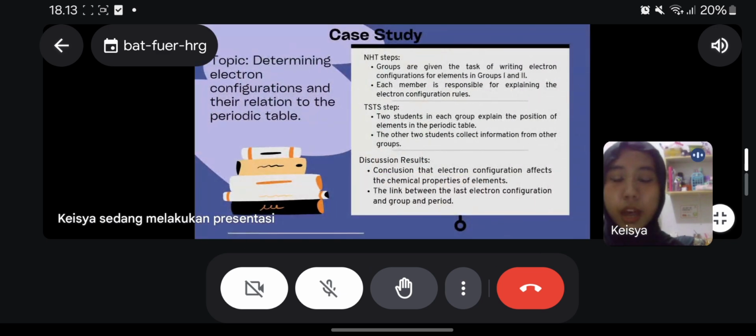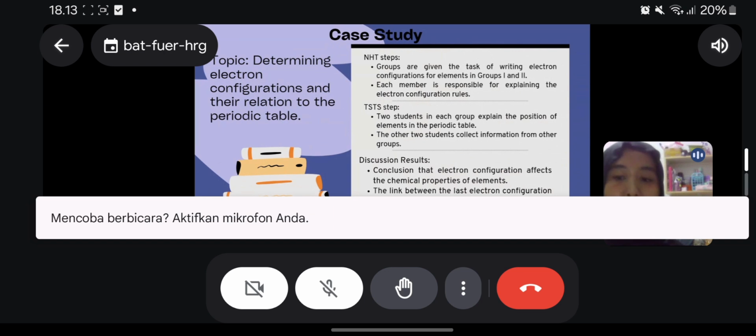Here is one example of the application of this method in the classroom. For example, students are given an assignment to write the electron configuration of group 1A elements such as sodium, potassium, and lithium. In the NHT method, students discuss in small groups and explain to each other how to write the electron configuration. They also discuss how the last electron determines the position of the element in the periodic table, while in the TSTS method, two students from the group explain the result of their discussion to other groups, and the other two students get information from different groups.